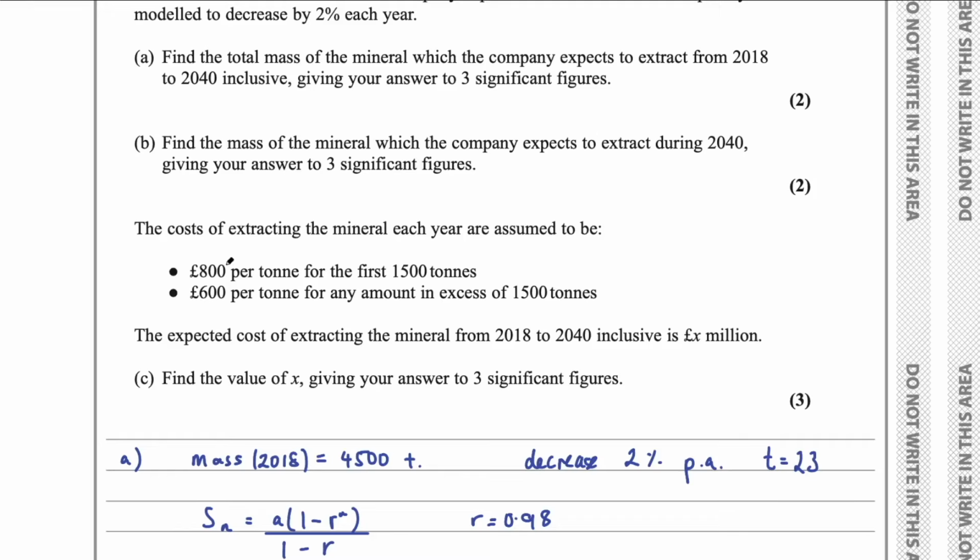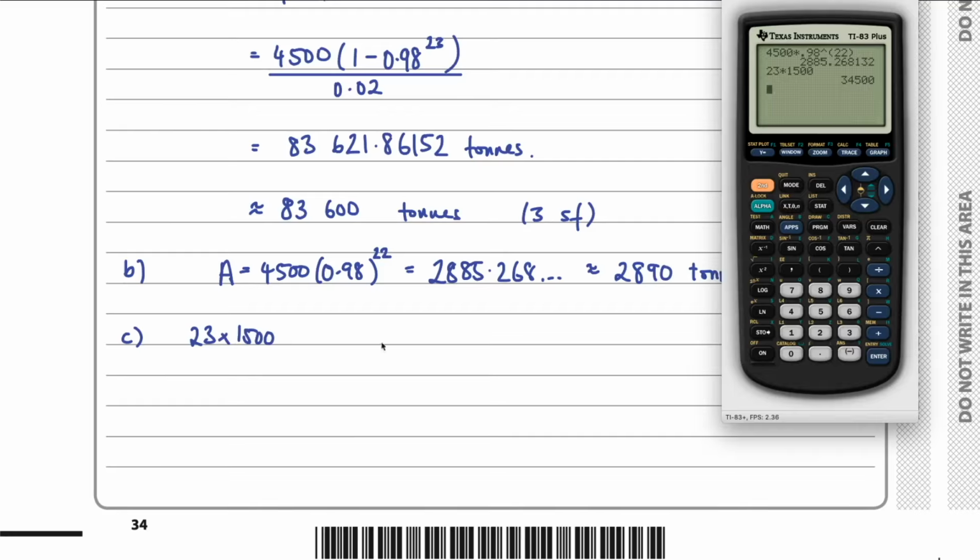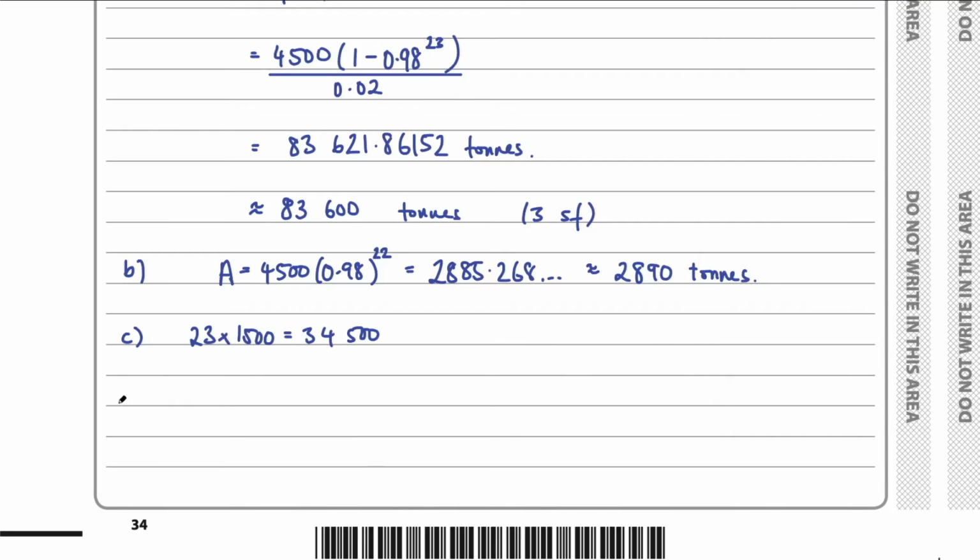Okay, so if we have 800 pounds per ton for the first 1,500 tons each year, and we have 23 years, we would have 23 times 1,500 tons at 800 pounds per ton, and then 600 pounds per ton for the rest. So let's work out how many tons we are extracting at 800 pounds per ton. This would be 23 times 1,500. That's 34,500.